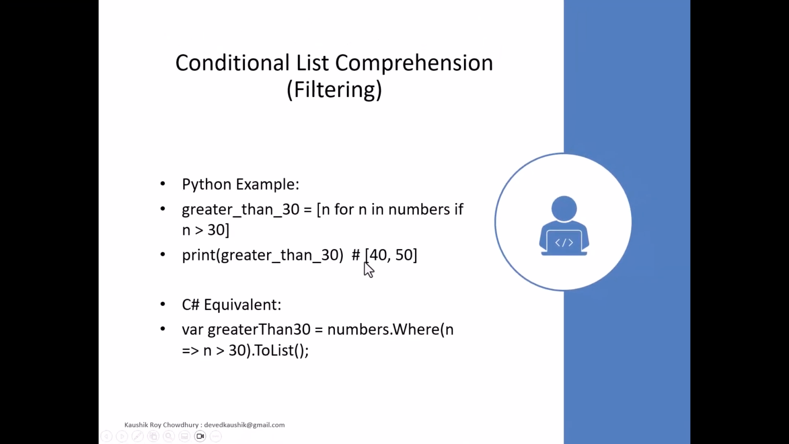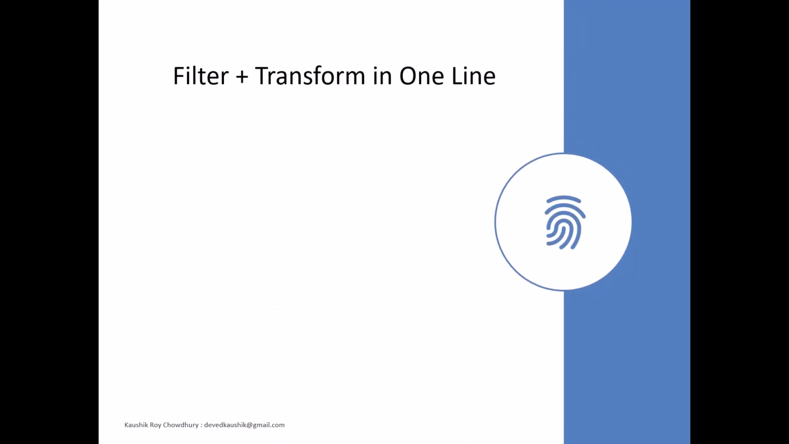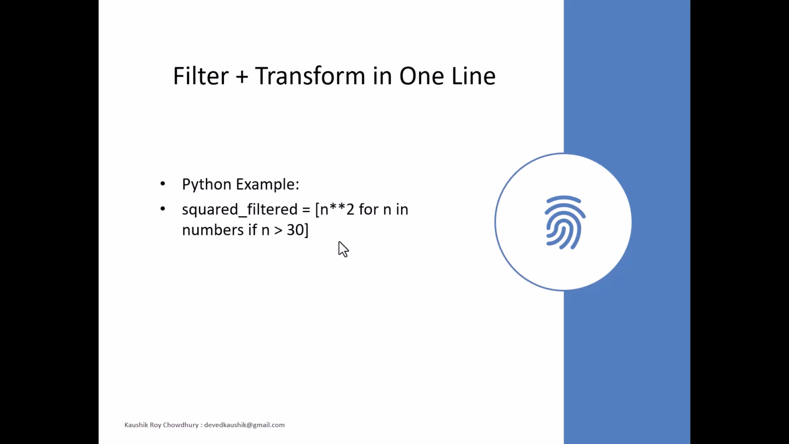So what is the next slide? The next slide is about filtering and transformation in one line. The Python example is this: square filtered. Again, we are using numbers, the same list of 5 elements. n to the power 2 for n in numbers if n > 30. So print of square filtered gives 1600, 2500. How does it come? Anything greater than 30 is 40 and 50. The square of 40 is 1600 and the square of 50 is 2500.